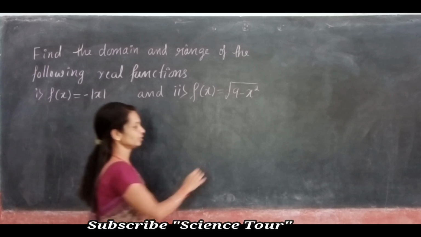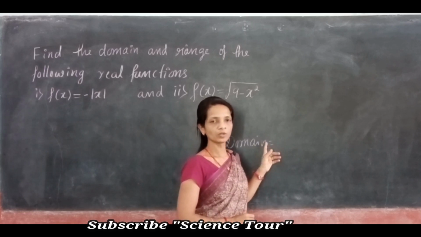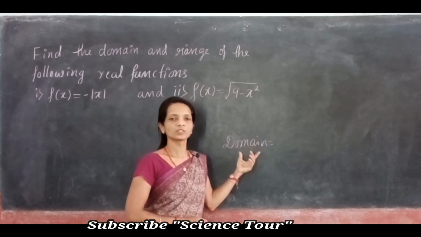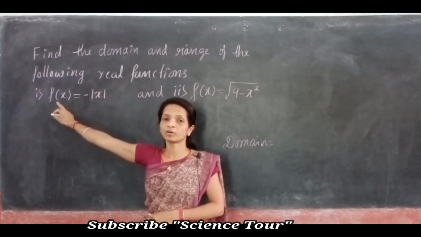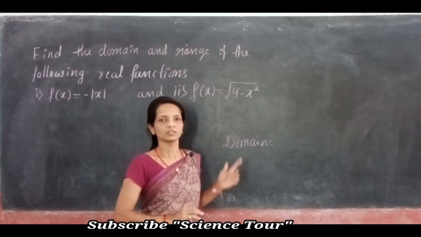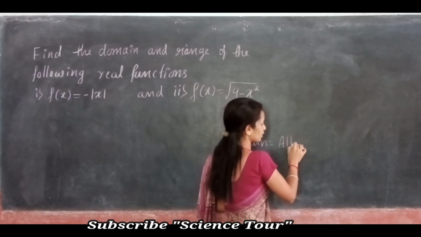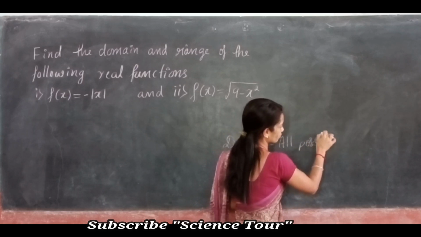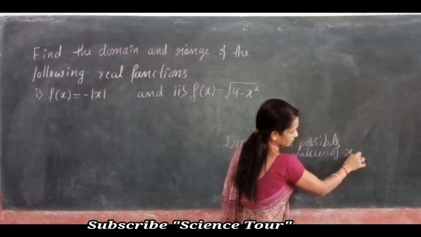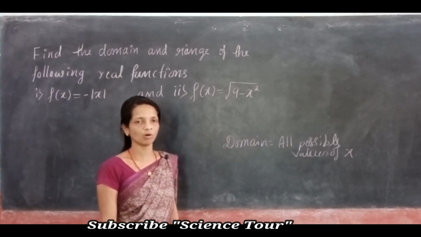Keep in mind that to get the domain you have to collect all possible values of x so that f of x is defined. What are all the possible values of x we can give for this function so that we can find the value of f of x? That is the domain of the function. So domain means you have to collect all possible values of x so that f of x is defined.